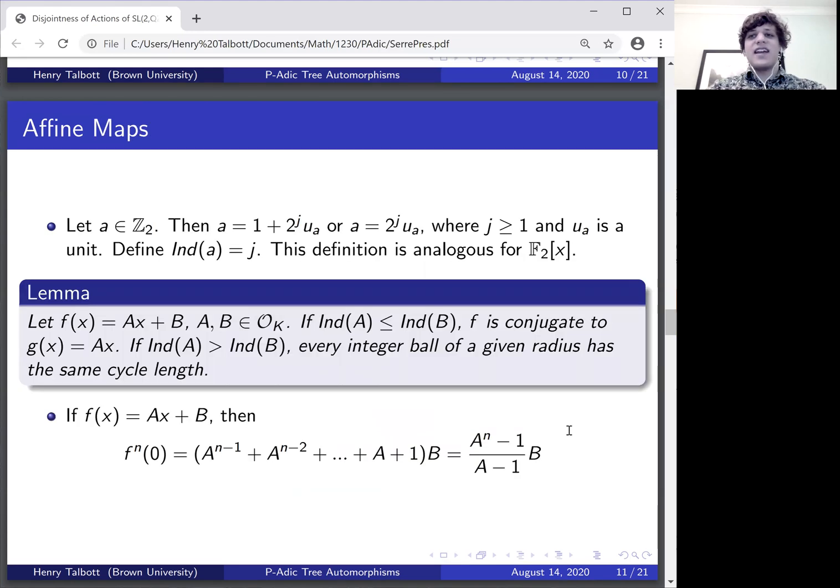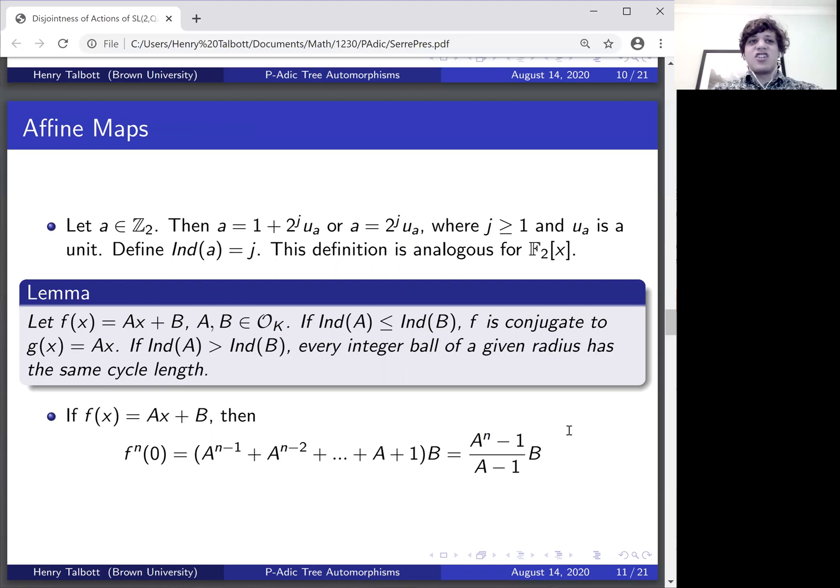To help us out, we'll define the index of the element, which is closely related to the norm. A is 1 plus 2^j u_A, or x^j u_A, or A equals 2^j u_A, or x^j u_A, where u_A is a unit and j is greater than or equal to 1. We'll define the index of A as simply j. This is closely related to the norm, but notice for units, it's not quite the norm. We can make an analogous definition for our Laurent case.